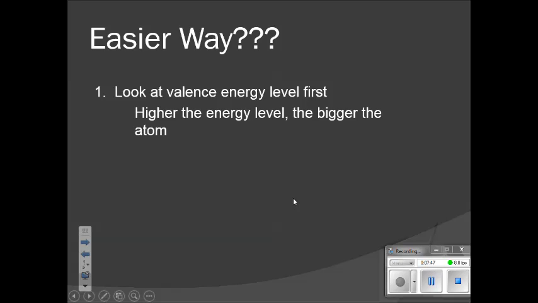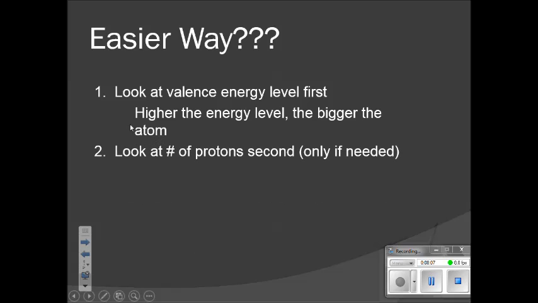Now, if they are on the same valence energy level, so for example, let's say we were looking at calcium, number 20, and bromine, number 35. Calcium and bromine. So if they are on the same valence energy level, then obviously number 1 didn't help us. Okay, and number 1 is the most important. You always look at number 1 first, but it didn't help us. So then we're going to go to number 2, and we're going to look at the number of protons in the nucleus. And again, we only do this if needed, but if we're trying to compare calcium and bromine, then it is needed.